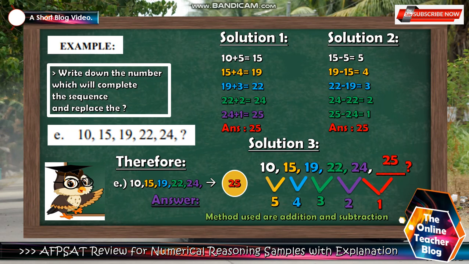For solution 3, if you want to do it, you can do it by checking, using multiplication or addition to come up with the difference. From 10 to 15 the difference is 5, the difference of 15 to 19 is 4, the difference of 19 to 22 is 3, the difference of 22 to 24 is 2, and for 24 to 25 is 1. So therefore, I conclude the answer is 25.